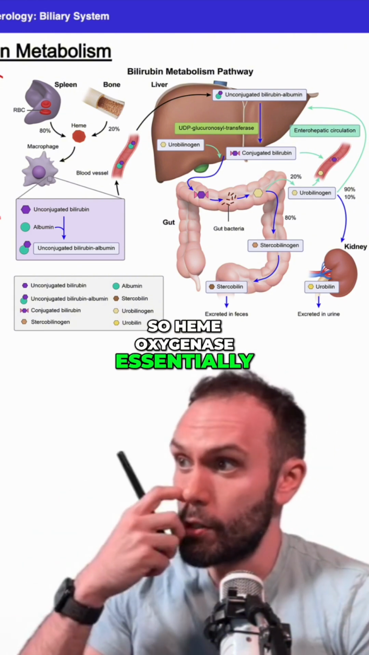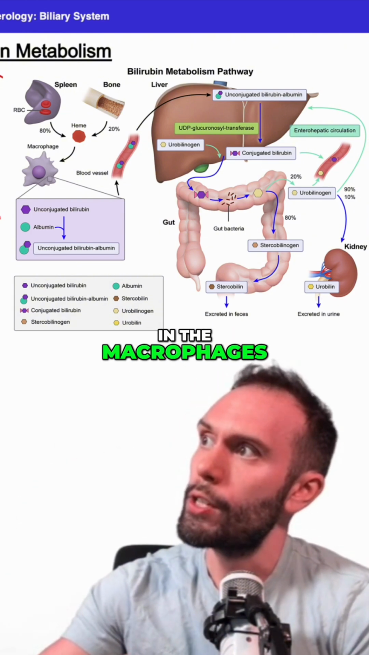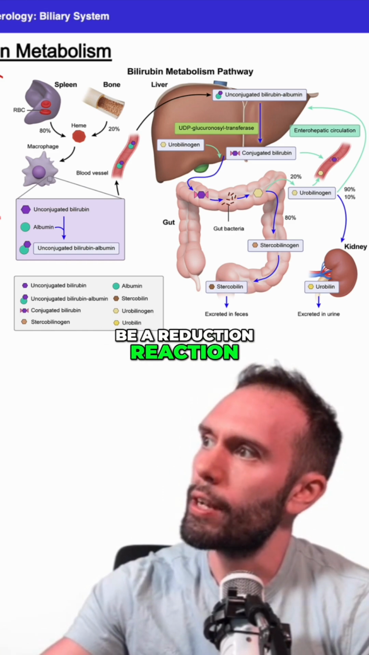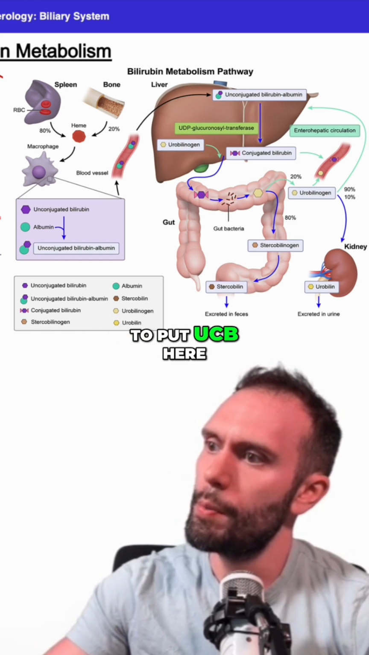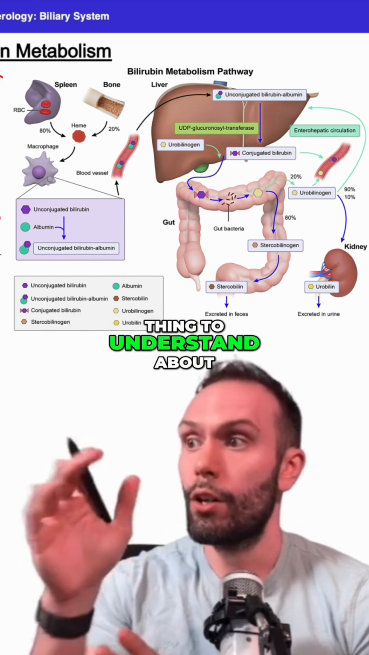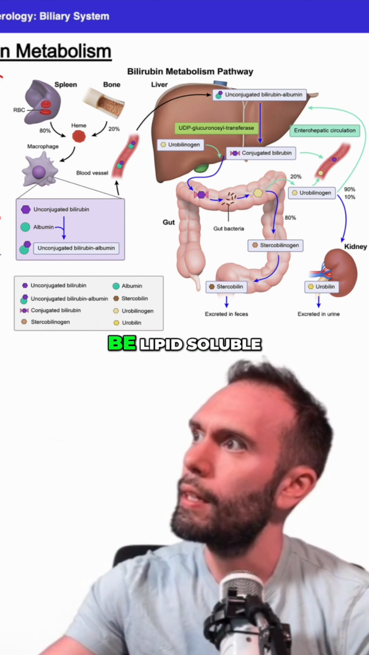Okay, so heme oxygenase essentially converts the heme to biliverdin, and then in the macrophages, this biliverdin will then get converted into unconjugated bilirubin, and that's going to be a reduction reaction using biliverdin reductase. So I'm just going to put UCB here for unconjugated bilirubin, and this is really the important compound here. The first really important thing to understand about unconjugated bilirubin is that this is going to be lipid soluble.